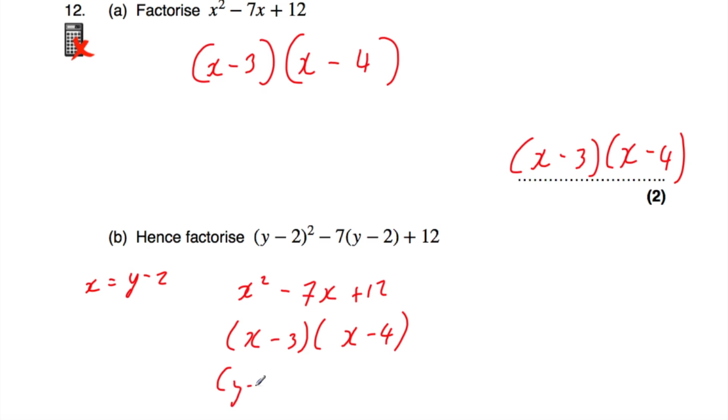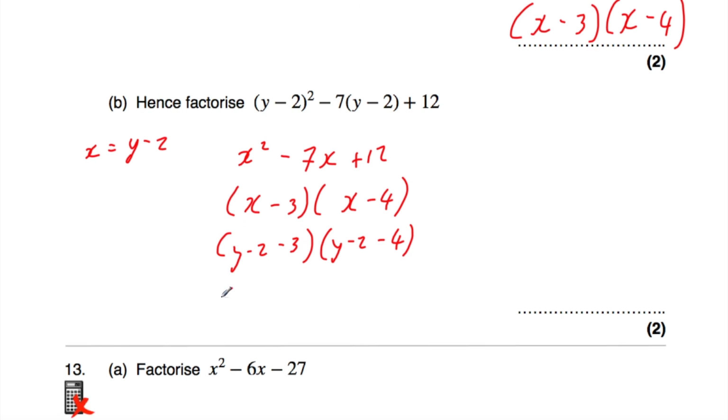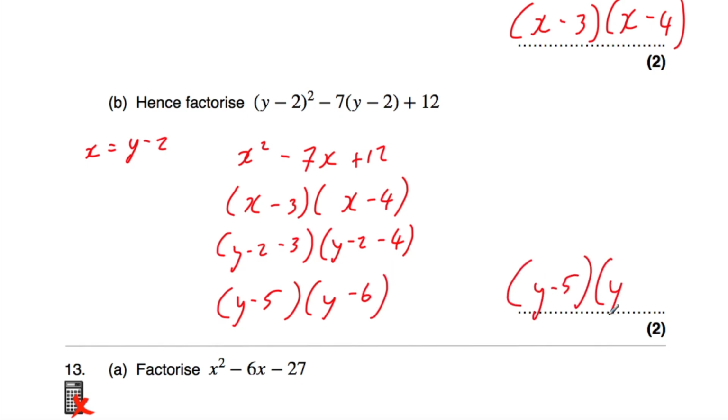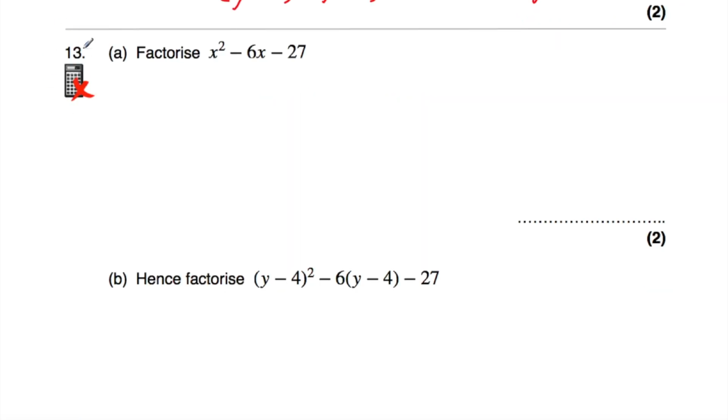So that'll be y minus 2 instead of this x, but we've still got minus 3. And instead of this x, we're going to write y minus 2, and we've still got our minus 4. Finally, we just need to simplify this. We'd have y minus 2 minus 3, so it's y minus 5. And then y minus 2 minus 4, so that'd be y minus 6. So the answer would be (y minus 5)(y minus 6). And that's it. Okay, so let's look at our next question, question number 13.